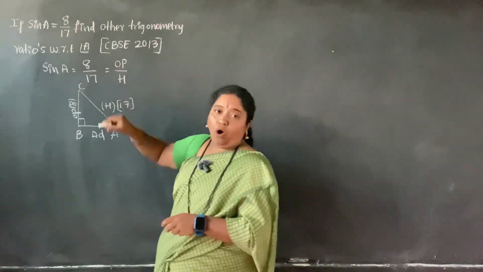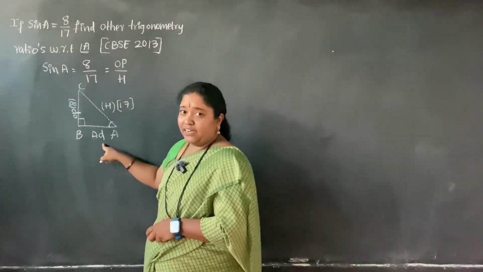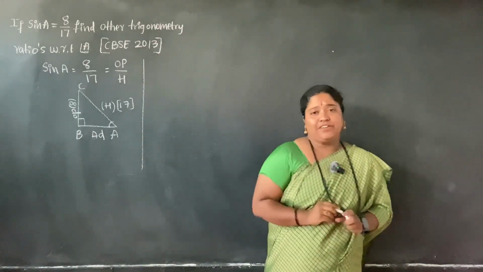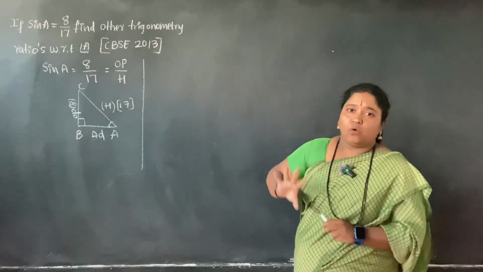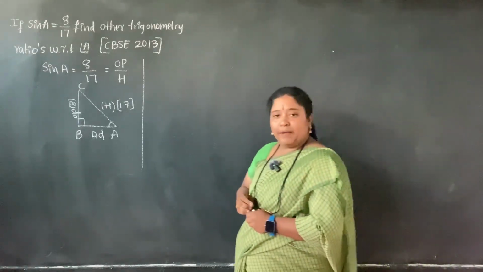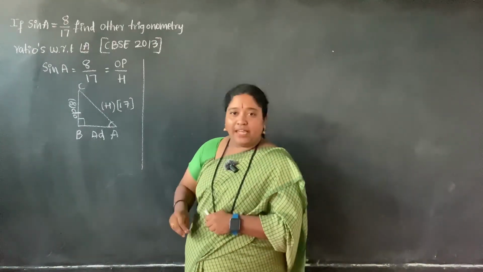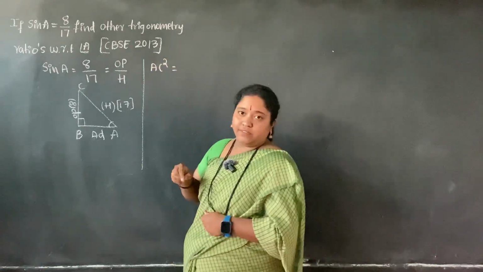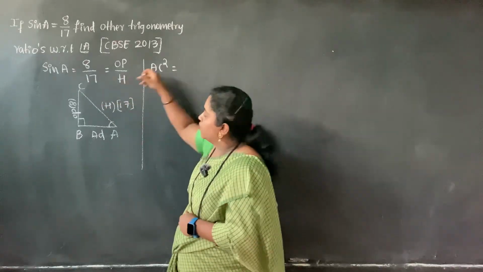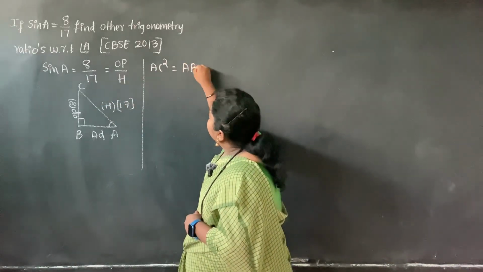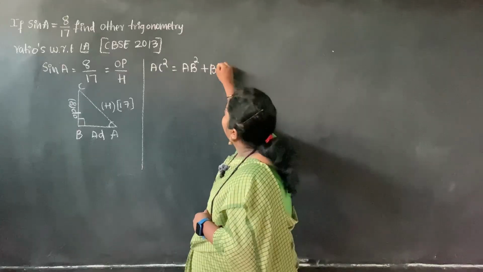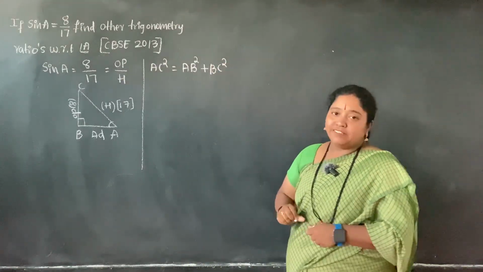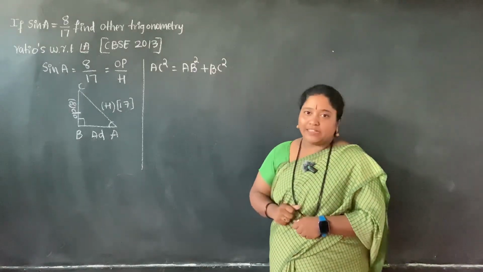Now to write all other trigonometric ratios, I need the adjacent side also. Yes or no? So to have the adjacent value, we need to use Pythagoras theorem. Fine. So we already know the Pythagoras theorem. What does the Pythagoras theorem say? The square of the hypotenuse is equal to the sum of squares of the other two sides, that is AC square is equal to AB square plus BC square. This is what we have with respect to Pythagoras theorem.